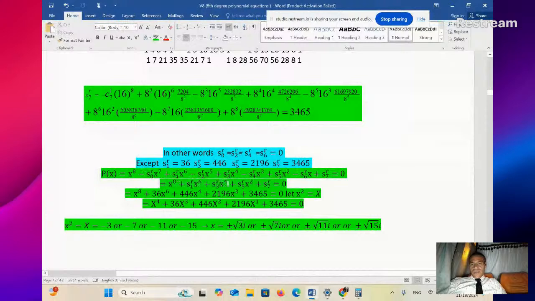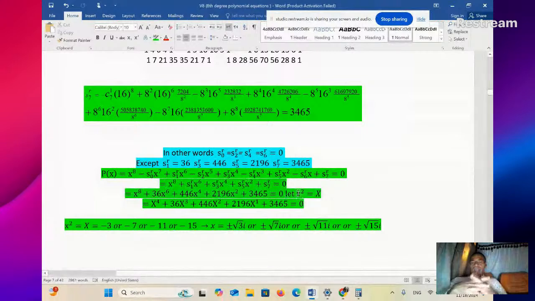Plus s3 of all the r x raised to the power 4 plus s5 of all the r x squared plus s7 of all the r equals 0. Now, learners, we are going to focus on finding the roots of this eighth degree polynomial equation. In fact, if we put x squared equal to capital X, you will get a fourth degree polynomial equation, and you will solve that.